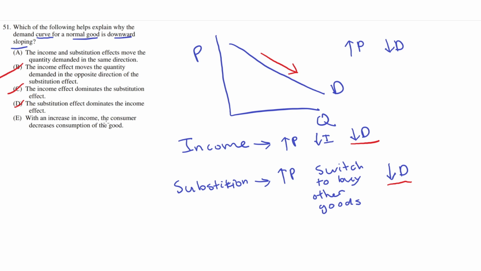E. With an increase in income, the consumer decreases consumption of the good. This is incorrect because for a normal good, which is simply a sort of luxury good, as the income of a consumer increases, their consumption would increase, not decrease. This would be true if this were an inferior good, but this is not true in this case because this is a normal good, not an inferior good. So E is incorrect, and the correct answer is A.